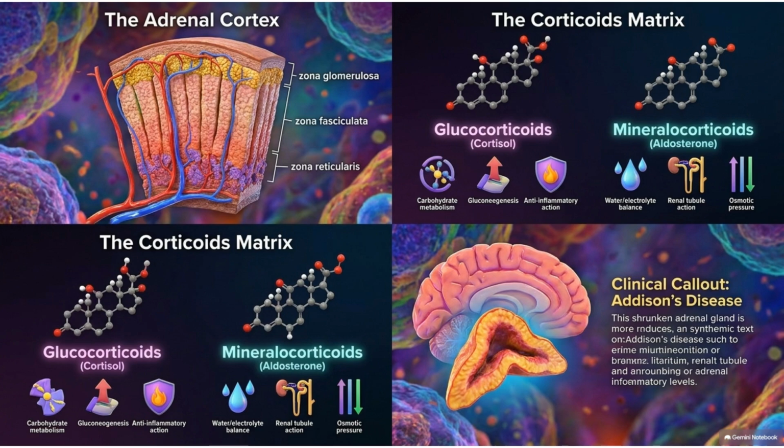Addison's disease, caused by underproduction of hormones by the adrenal cortex, is characterized by altered carbohydrate metabolism, resulting in acute weakness and fatigue. Addison's disease is caused by underproduction of adrenal cortical hormones.